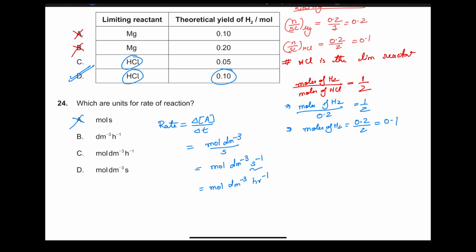Mole per second cannot be the answer because it's missing volume. Dm cubed per hour cannot be the answer, missing moles, right? Option C is correct. It's absolutely this one. Option D is incorrect because seconds is in the numerator. Time should be in the denominator. Okay, so we can also eliminate D.